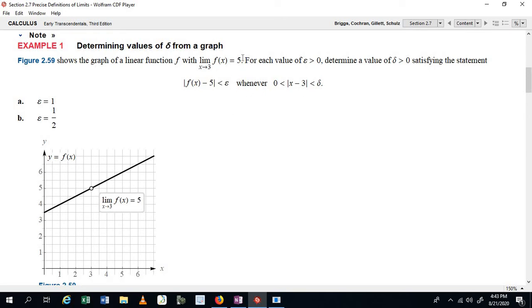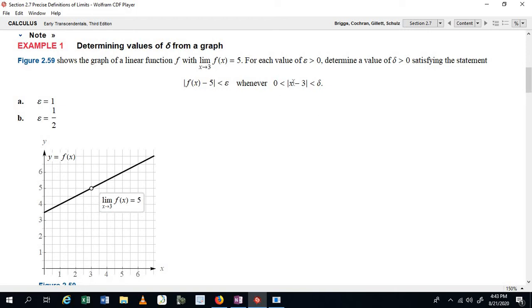Okay, so in this case, the L is the 5 and the a is the 3. So this is f of x minus L, so f of x minus 5, and then the absolute value of that must be less than epsilon whenever the distance between x and 3, okay, x is approaching a, in this case a is 3, whenever the distance between x and 3 is less than delta.